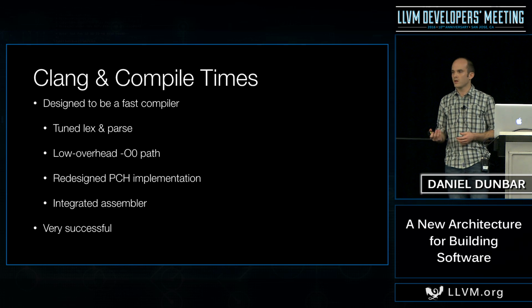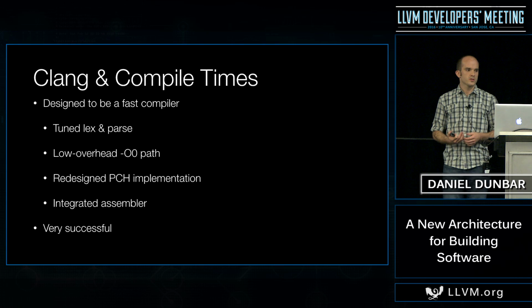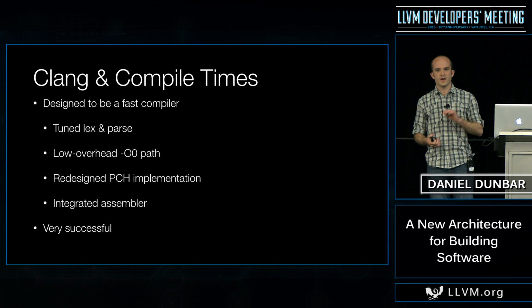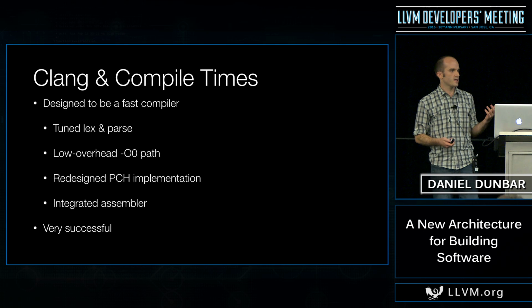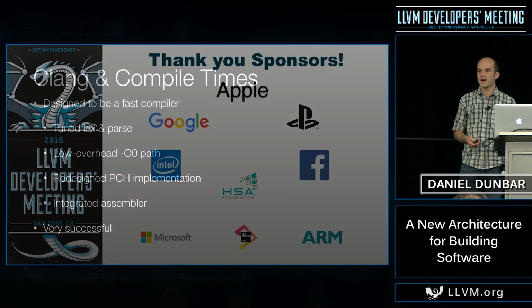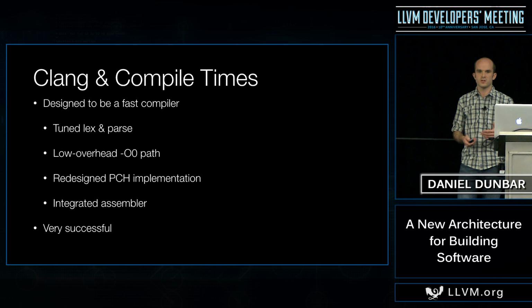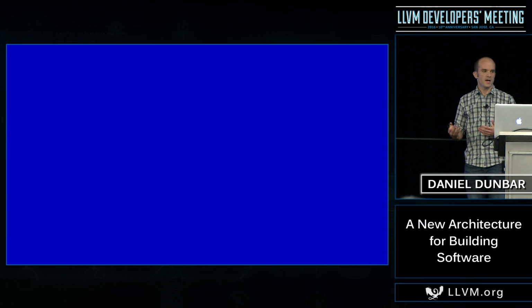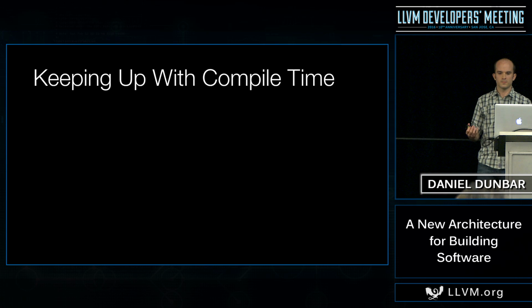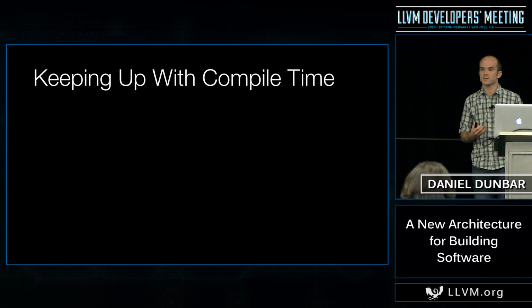And overall, this was very successful. So in the first version of Xcode that we shipped, which included Clang, what we found was that Clang was about 3 times faster than the GCC we were using at the time to compile code. So it was a lot faster. But over time, that lead has gotten less.